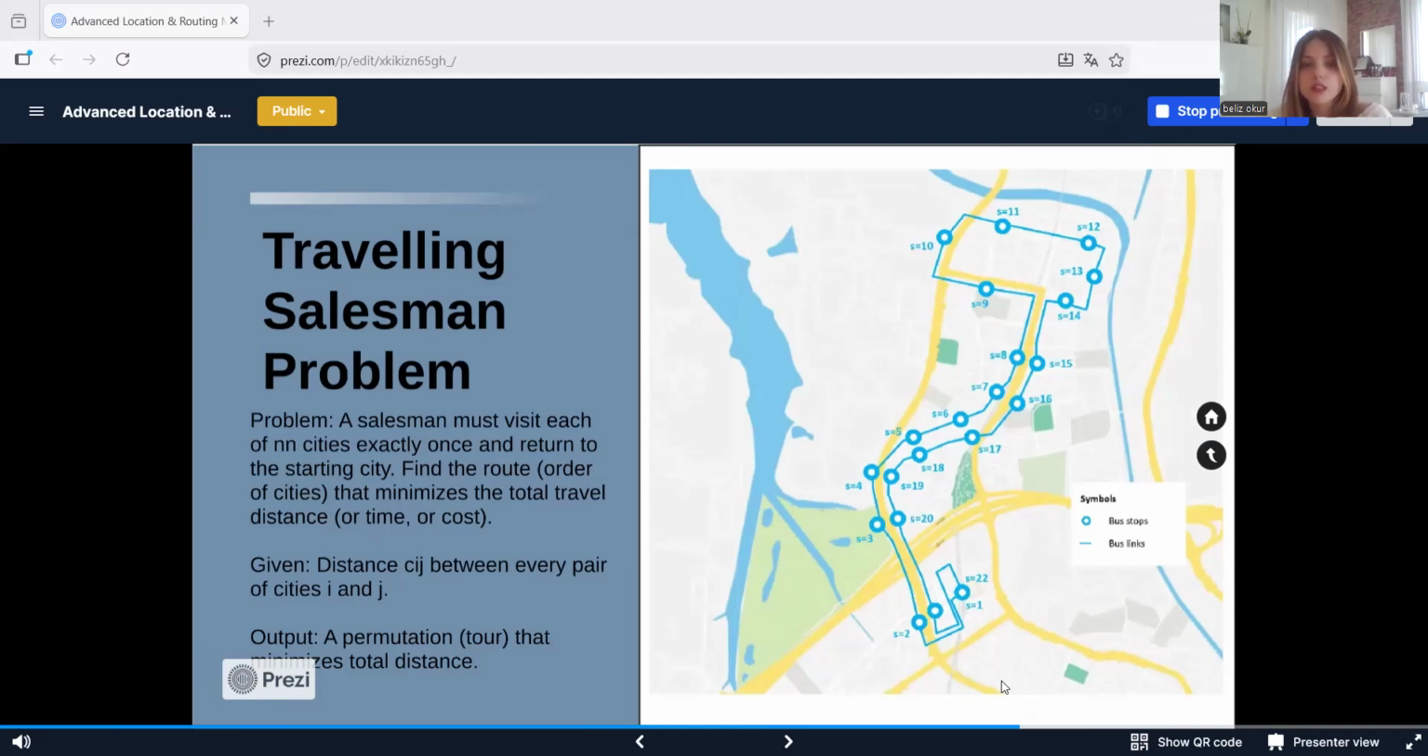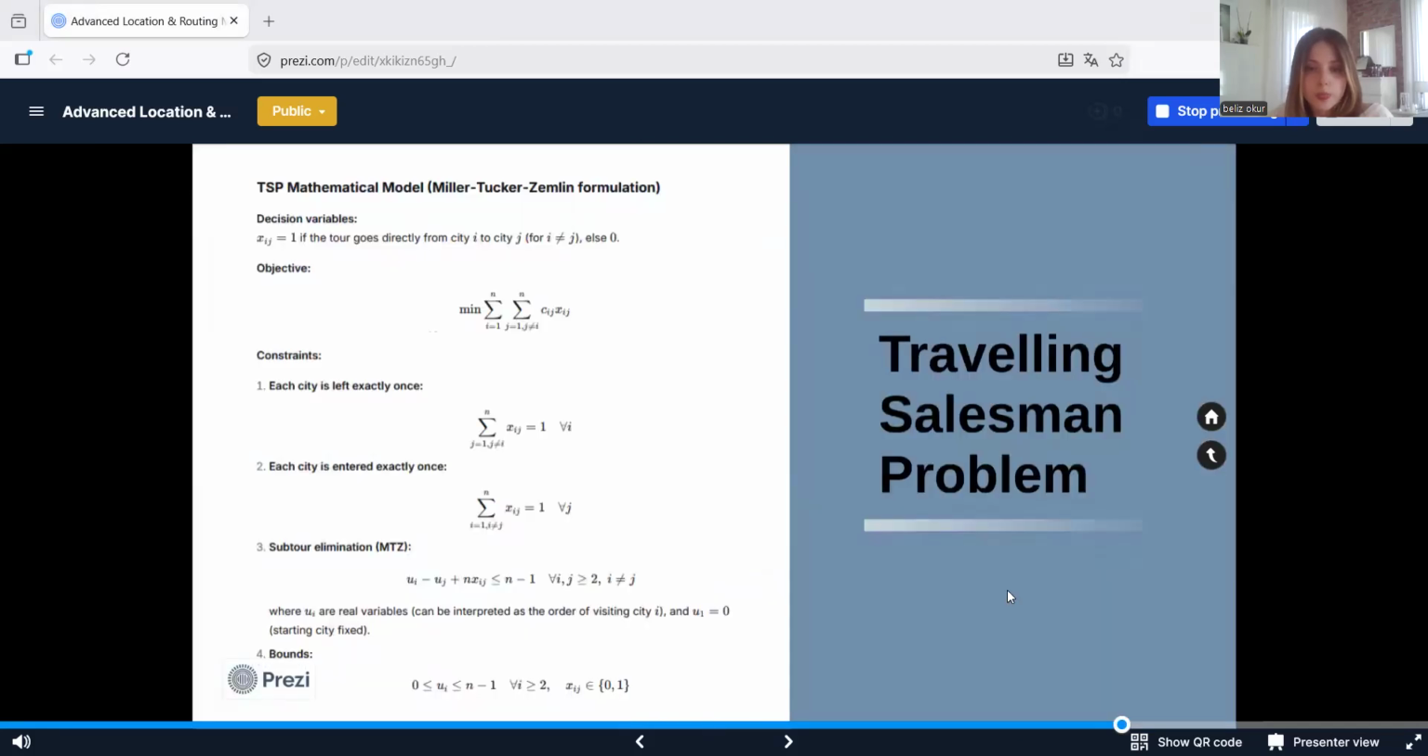To give this to a computer, we usually use a variable called xij. If the salesman drives directly from city i to city j, it will be equal to 1. If not, it will be equal to 0.